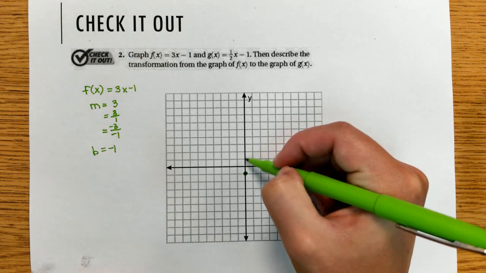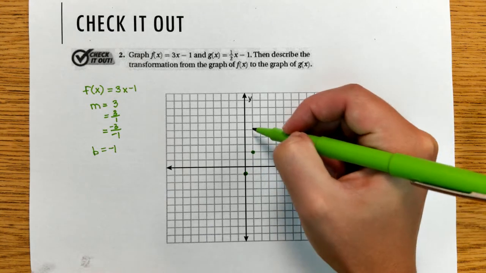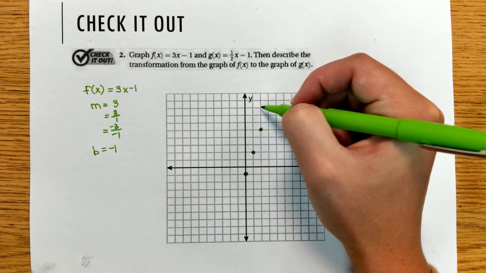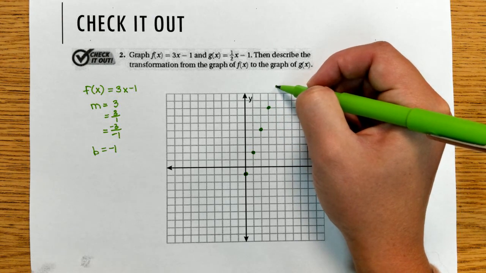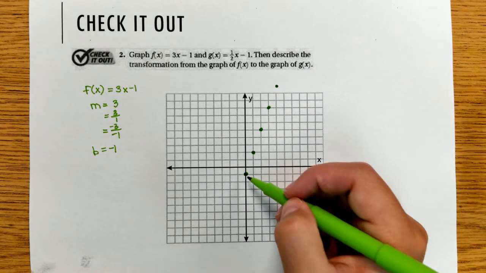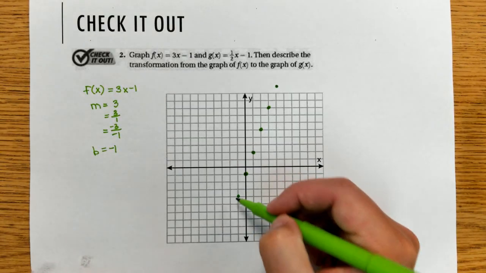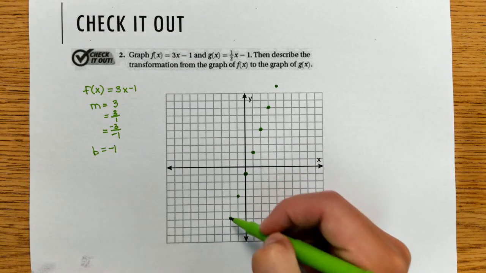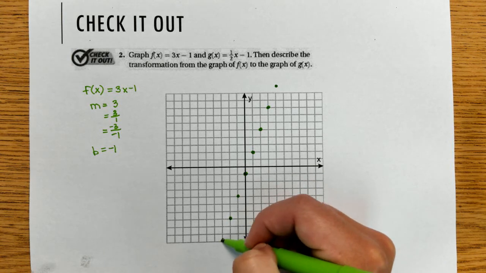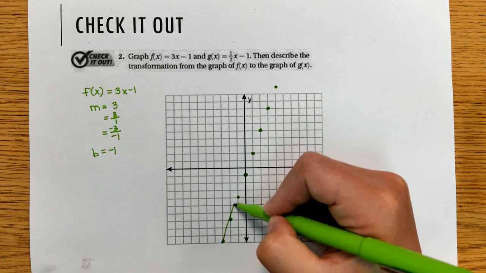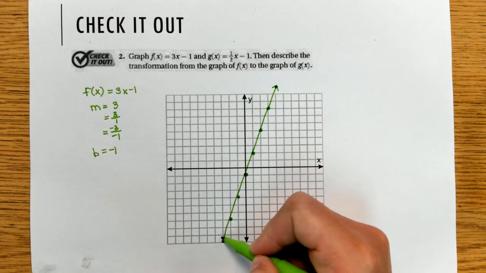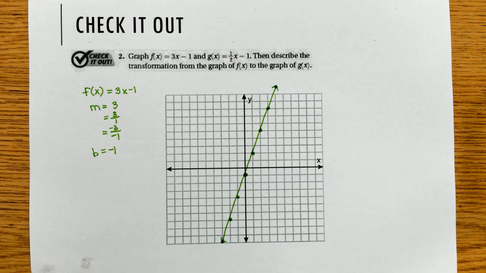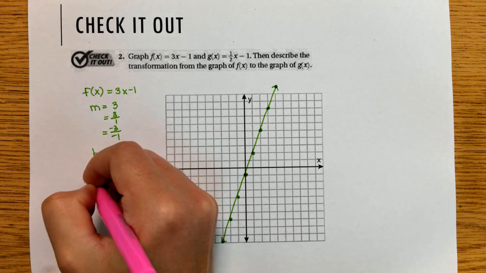And then I'm going to go up 3, right 1, repeating that pattern. I'm just going to go off my graph a little bit so I can draw a straight line. And then down 3, left 1, repeating that pattern. So I'm going to connect my dots. And that's my graph for f of x. And now I'm going to repeat this process with g of x.